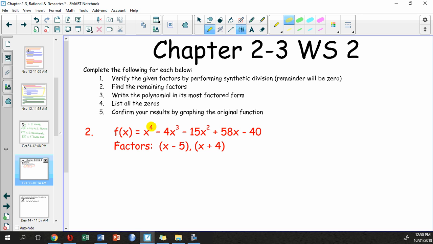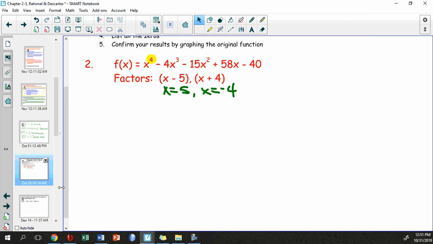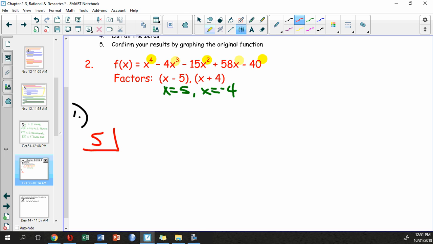So what you need to do is solve this for x. So what does x equal? And what does x equal here? So what you're going to do is synthetic division at those values. Yep. So number 1, I'm going to do synthetic division at 5. So am I missing any powers? 4, 3, 2, 1, 0. I'm not missing any powers. So I have a 1, a negative 4, a negative 15, a 58, and a negative 40.